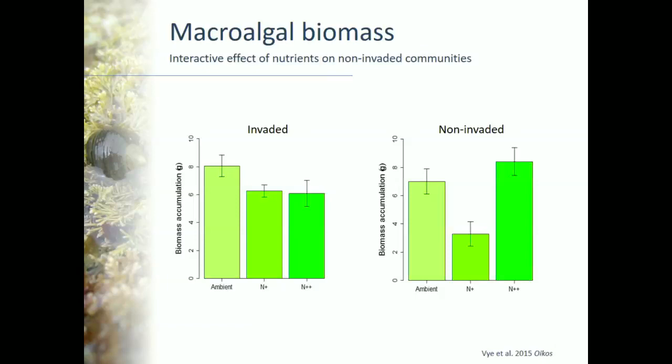But remember, this is just looking at total biomass accumulation. In fact, these are different algal species. This is when all the ephemeral algae took over. So you could argue there was some sort of redundancy built into the system, but it was very species specific, and it would very much depend on which function you're interested in.